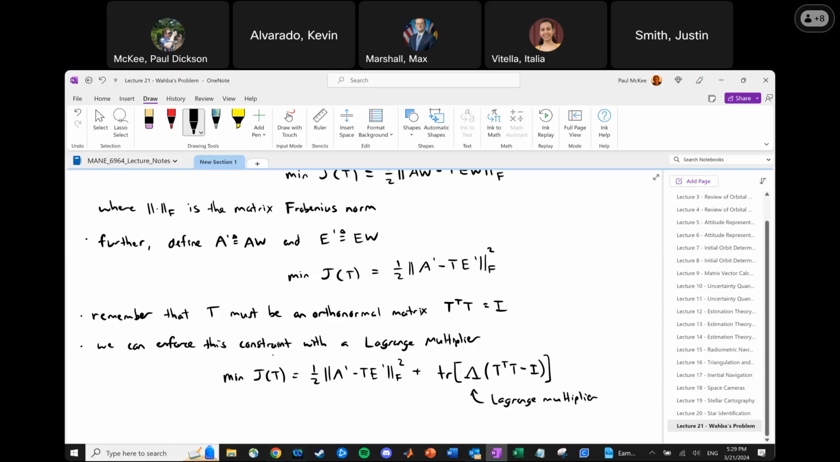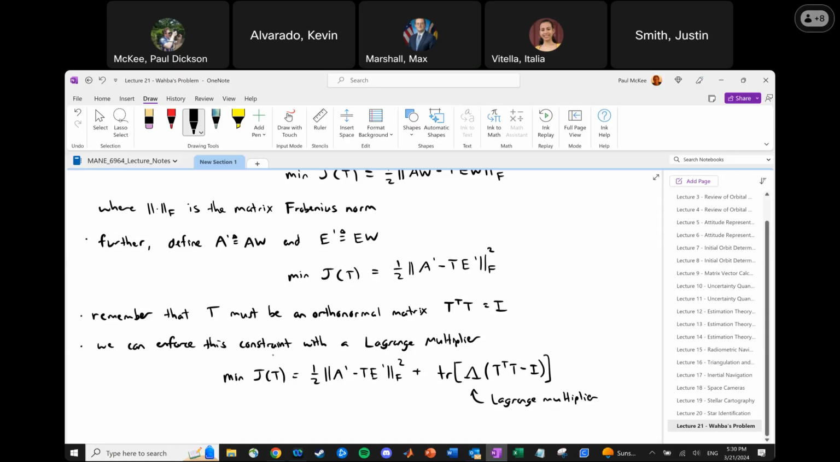Okay. So for those of you that are familiar with constrained optimization problems, this is one of the most basic tricks that you learn in optimization. But a proper orthogonal matrix following all the rules of an attitude transformation matrix that somehow does minimize J of T is not good enough. We actually need it to minimize J of T and be an orthonormal matrix, where this term lambda is the Lagrange multiplier, which ultimately becomes something else for us to estimate.